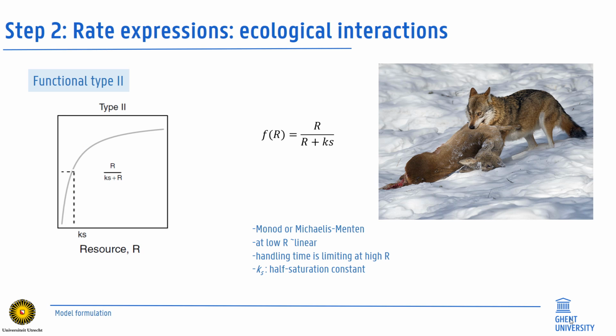More active hunters like this wolf will become constrained in consumption of prey by their handling time. We refer to such responses as type 2. When the resources are low, consumption will be more or less linearly increasing. But when the resources become abundant, consumption rate will level off simply because of time or energy which is lacking. The shape of the functional response is determined by Ks, which we call the half saturation constant. This constant represents the concentration or density of resources at which consumption is half of the maximum intake rate. Type 2 responses are also referred to as the Monod or Michaelis-Menten function.